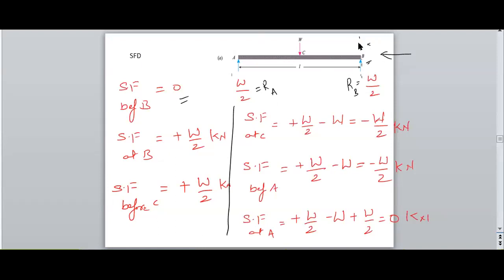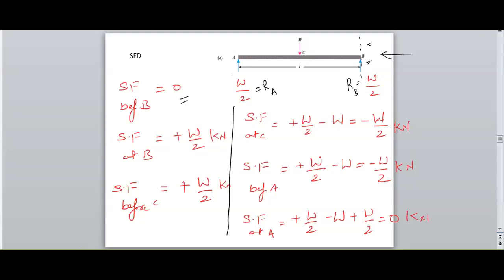So now the section is at B. Therefore, W by 2 is moving upward direction, so the value is a positive W by 2 kilonewton.